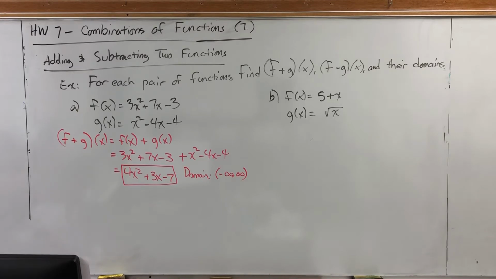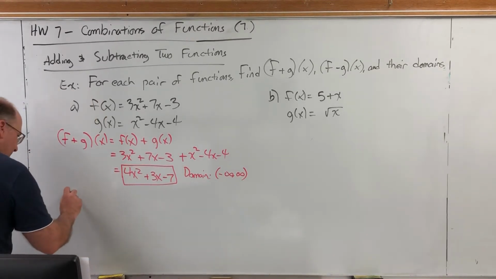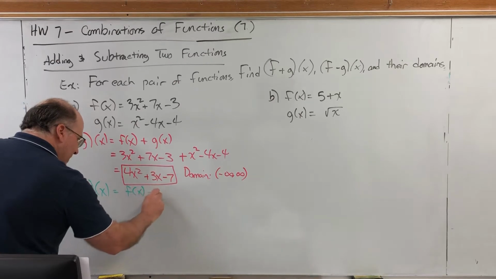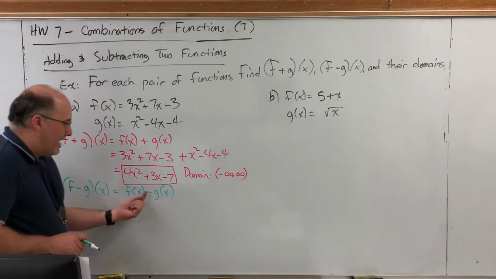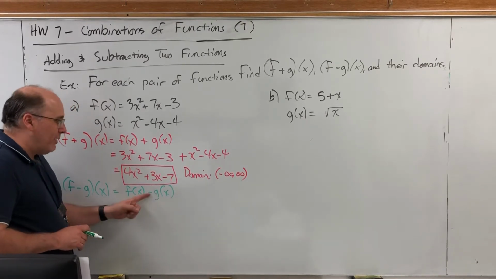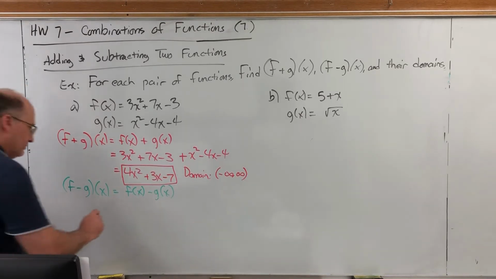All right, so how do we find the difference in two functions? Well, pretty much the exact same way. To find f minus g of x, we just do f of x minus g of x. But here's where you have to be careful. I'm about to subtract a whole function. So when the time is right, I will need to distribute that negative across the entire function.